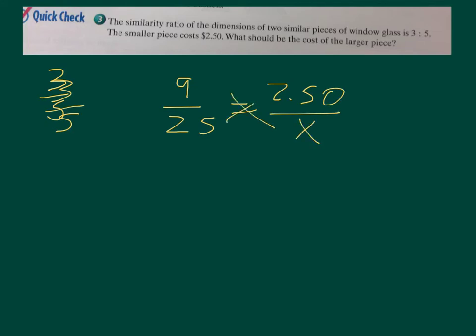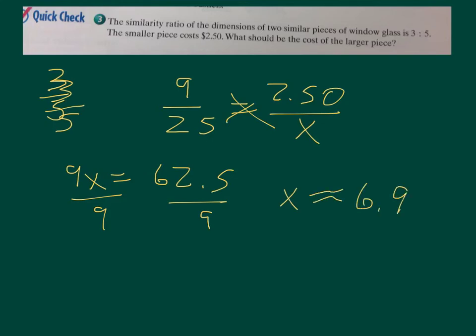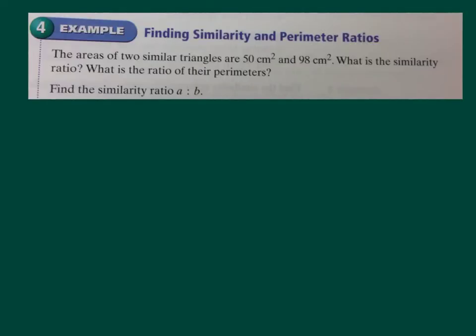So we're just going to do cross products. So 9x is going to equal 62.5. And when you divide both sides by 9, you get the cost of the bigger one to be approximately $6.94.